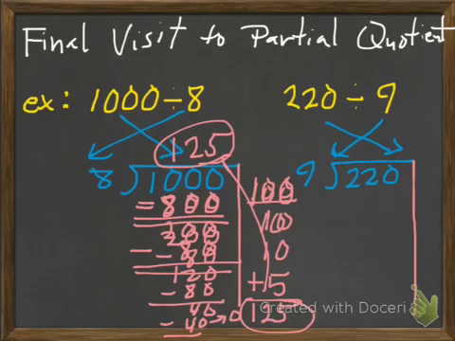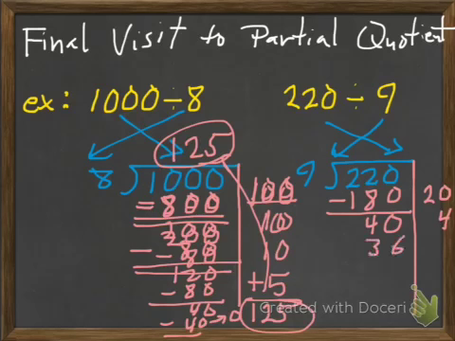I know that 9 goes into 220 how many times? Well, I'm going to start with 20. 9 times 20 is 180. And I'm going to subtract that. And when I do, I get a remainder of 40. Now how many times does 9 go into 40? Well, I know that 9 goes into 40 4 times, because 4 times 9 is 36. So let's take that out. And now I'm left with just a 4.